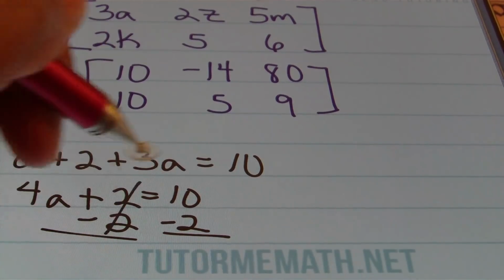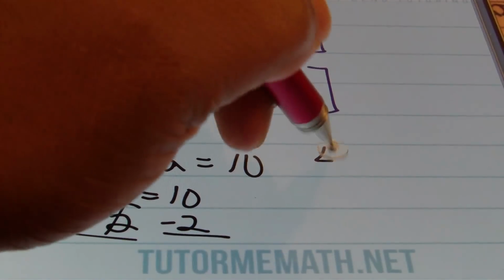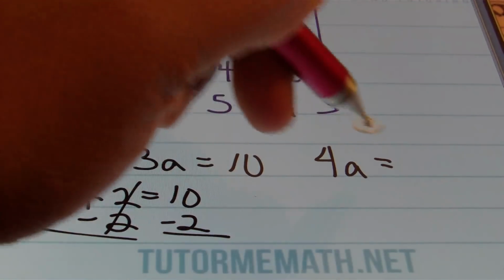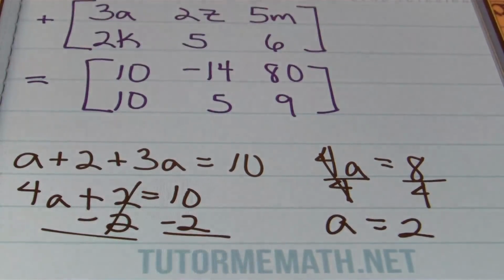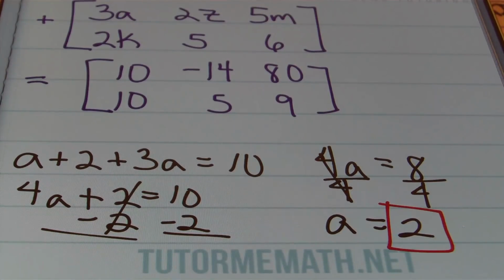So now I know that 4a equals 8. So now I'll be dividing both sides by 4, and I'll find that a equals 2. All right, let's go ahead and red box it. Red boxing it. That's our solution for a equals 2. Now let's continue with the other variables.